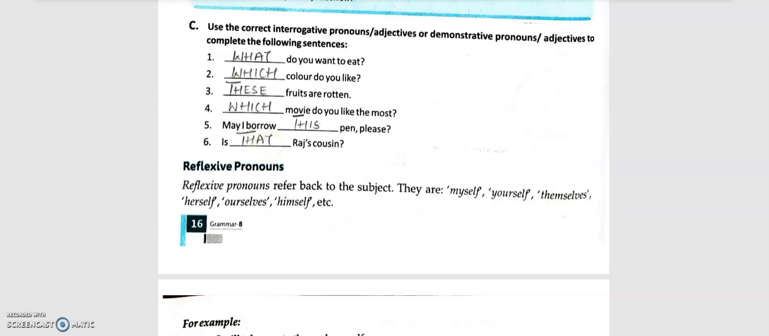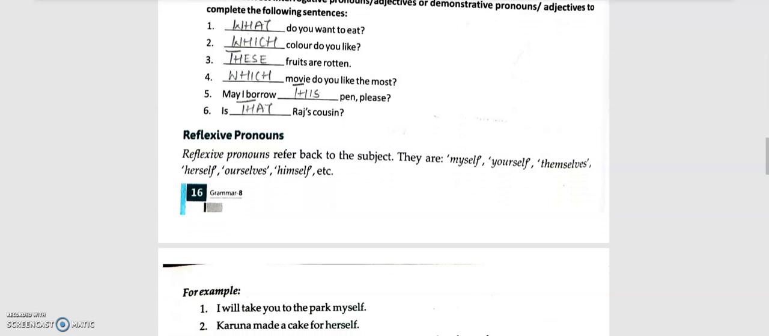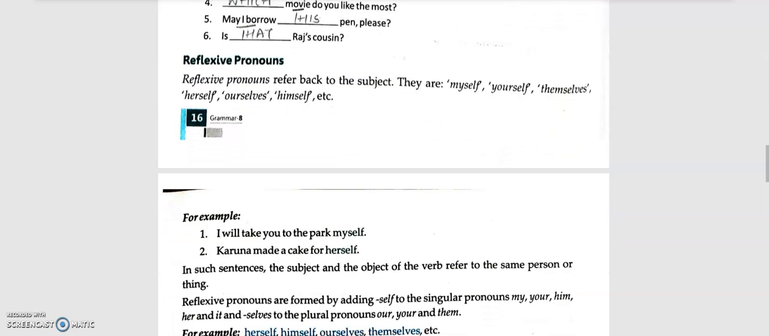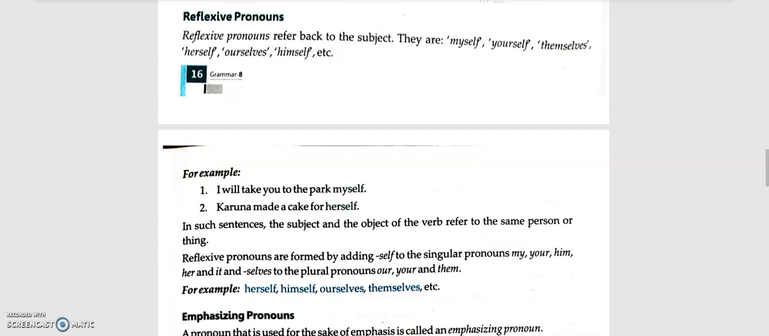The next kind of pronoun we have is reflexive pronoun. Now reflexive pronouns refer back to the subject. They are myself, yourself, themselves, herself, ourselves, himself. This means we are referring back to ourself. I, myself. Okay? I and myself. The noun and then referring back to ourself.